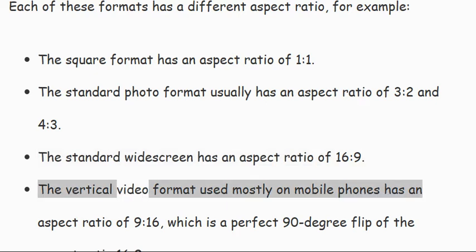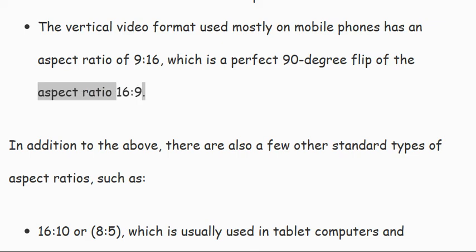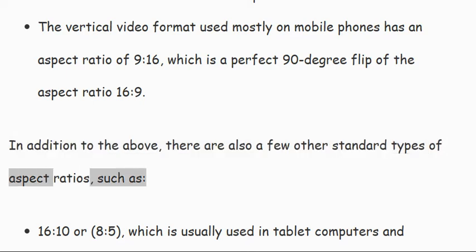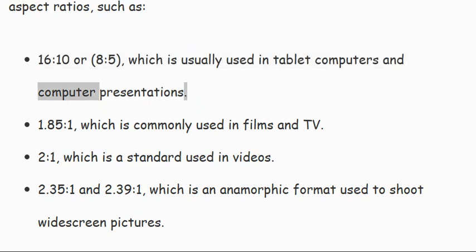The vertical video format used mostly on mobile phones has an aspect ratio of 9:16, which is a perfect 90-degree flip of the aspect ratio 16:9. In addition to the above, there are also a few other standard types of aspect ratios, such as 16:10 or 8:5, which is usually used in tablet computers and computer presentations.